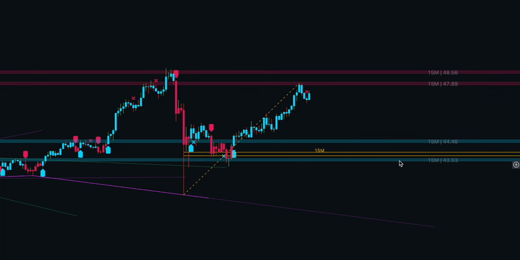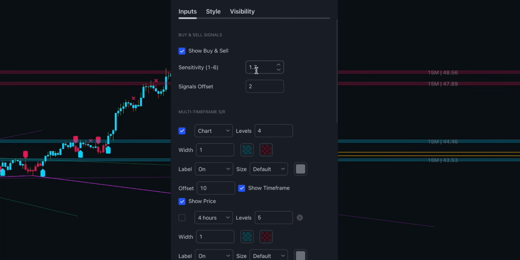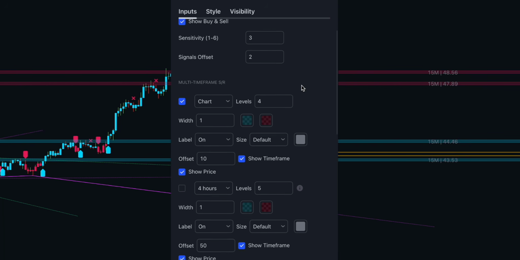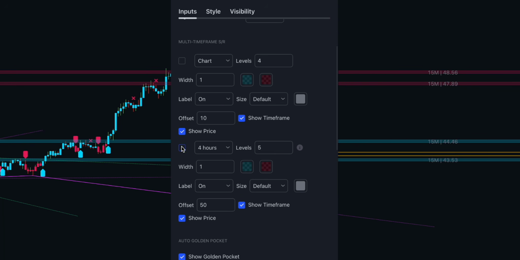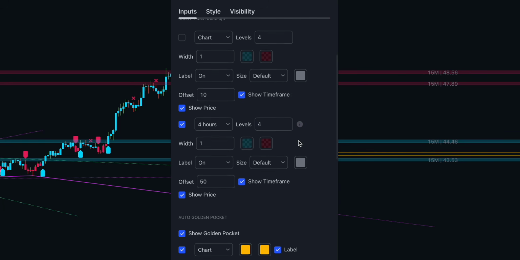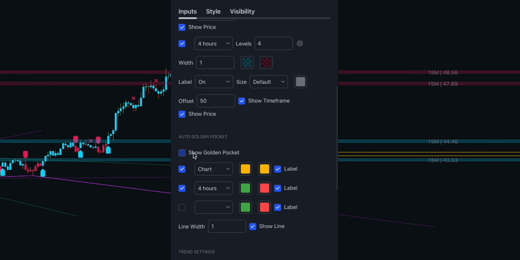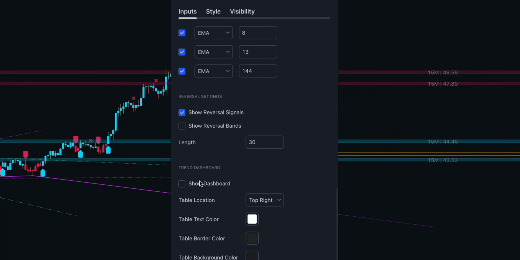In the indicator inputs, you can customize the sensitivity of these buy and sell alerts. Set this number to 3. The next step is to hide support and resistance from the current time frame. Instead, we'll enable SR levels from the 4-hour time frame. The quantity of levels should be set to 4. Scroll down and disable the golden pockets. For this setup, we'll need to enable the trend dashboard. Once you're finished, click OK.